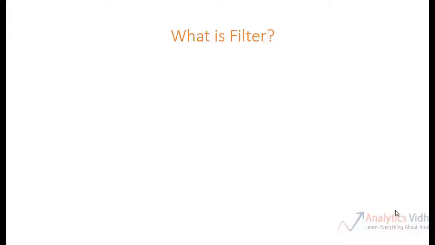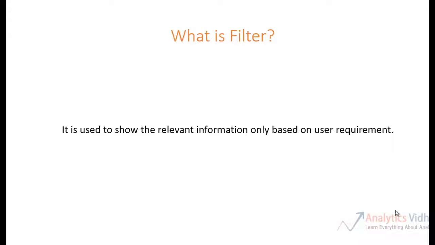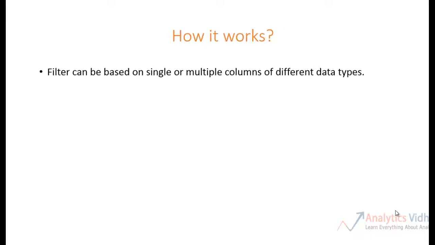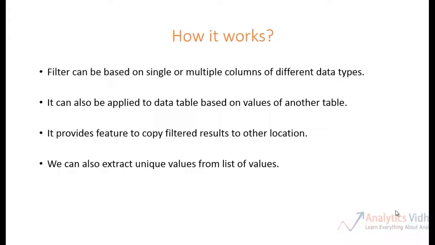Welcome back. In this video, we'll look at how to filter a data set. We can apply filters based on single or multiple columns, and they can be of different data types like text, date, number, time, and others. It is not necessary to provide a value to the filter window. It also can be based on values of another table. With the advanced filter feature, we can copy the filtered result to another location of the sheet, and also we can extract unique values from a column.